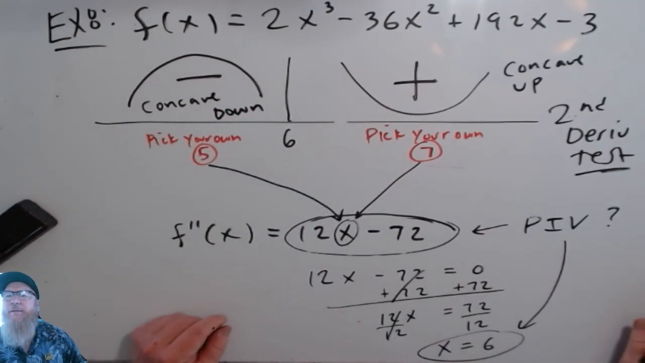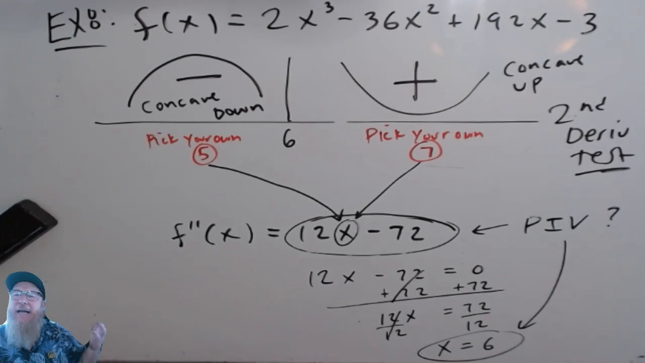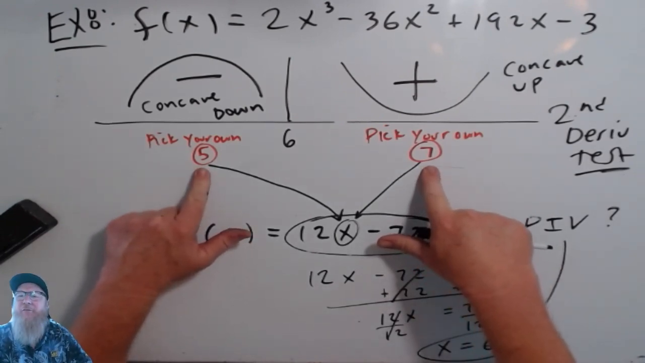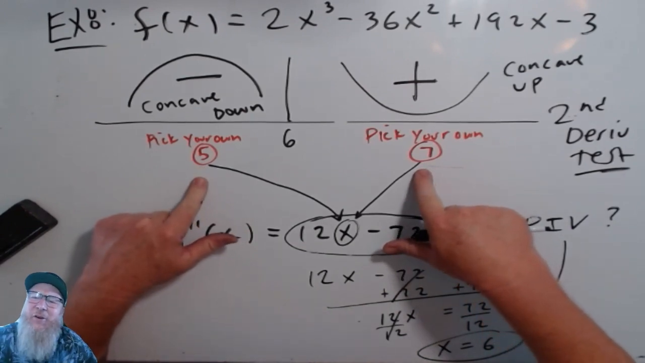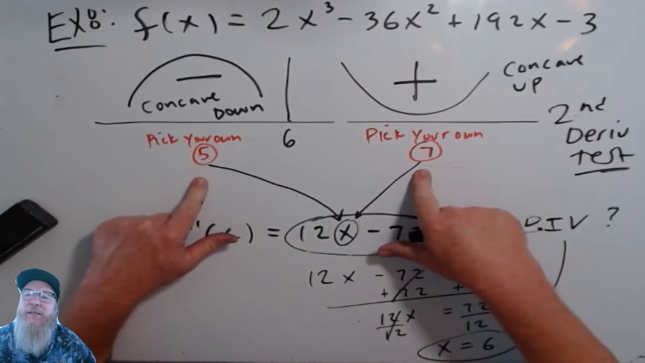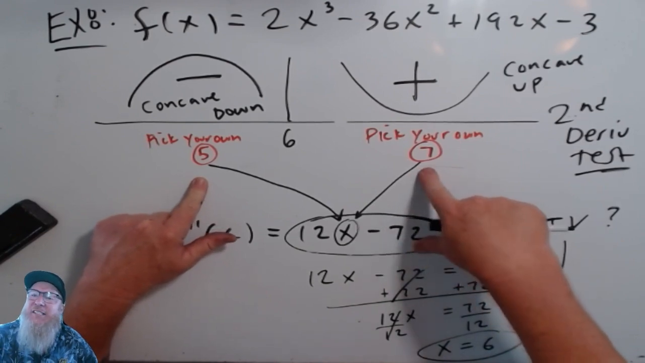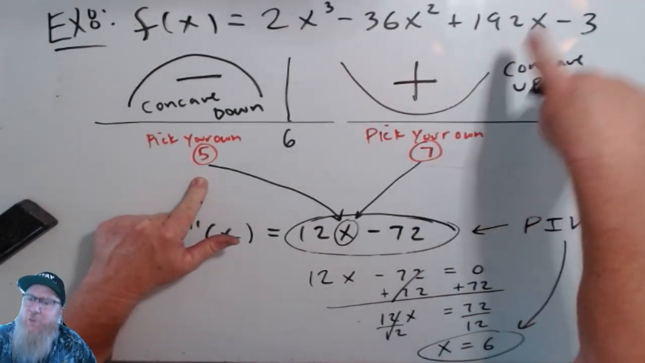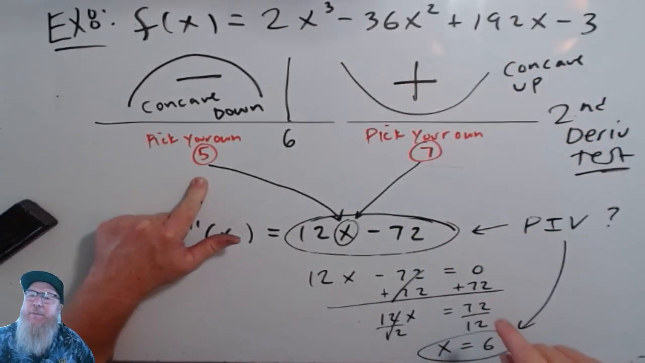All right. And again, I know I'm repeating myself, but since these were not critical values, I don't know whether they're maxes or mins or not, right? But I wish I did now. I mean, if 7 was a critical value, then I would be killing 2 birds with 1 stone. I would know that it's concave up, and I would know that that's a min.